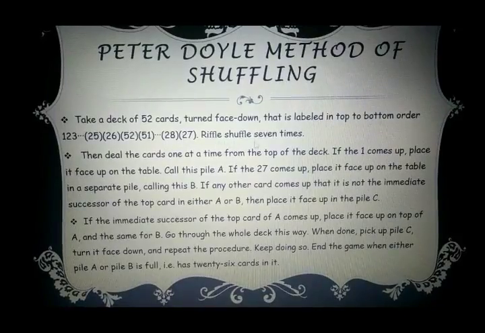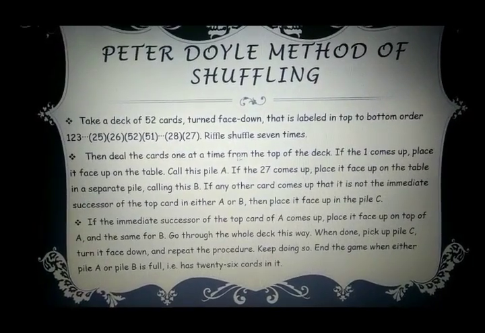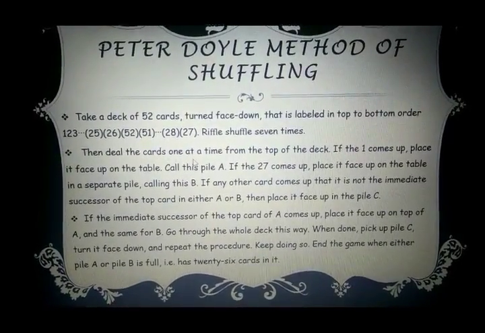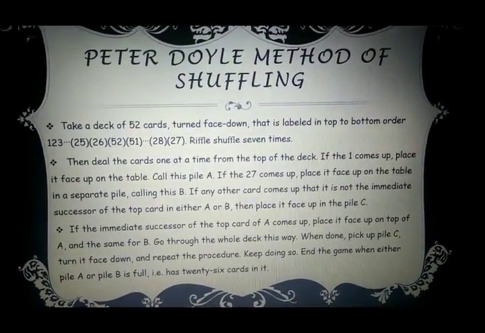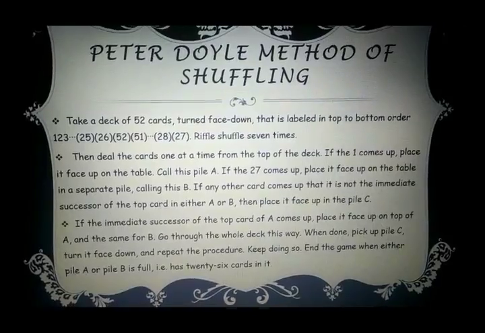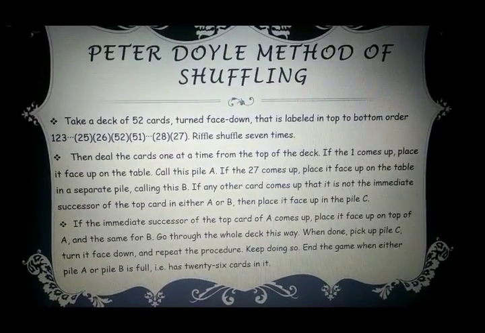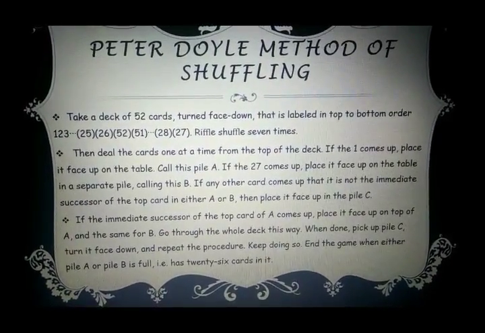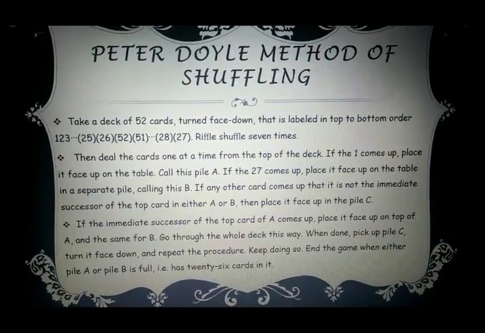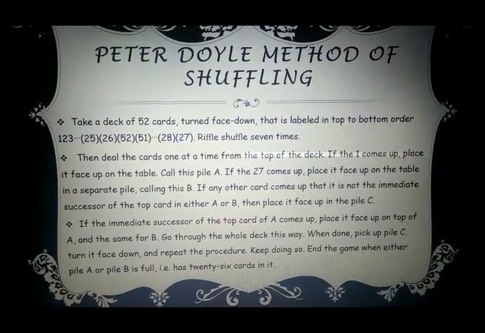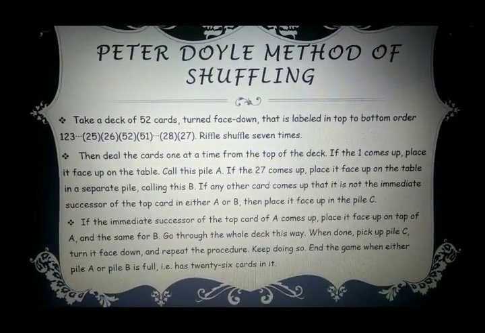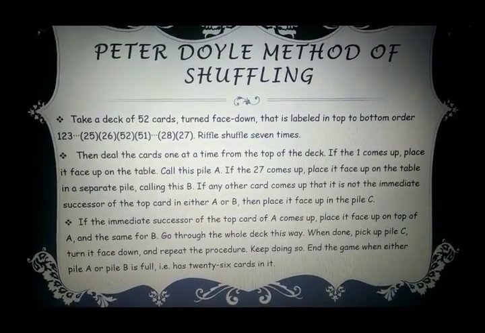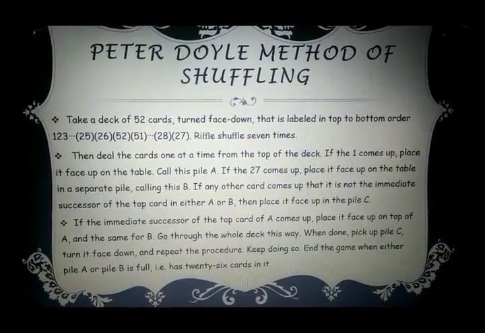Now he did the riffle shuffle 7 times. Then he dealt cards from the top of the deck one at a time. When 1 comes up, he placed it face up on the table and called it pile A. If 27 comes up, he placed it face up on the table in a separate pile, calling this B. And if any other card comes up that is not the immediate successor of the top card in either A or B, then he placed it face up in pile C.